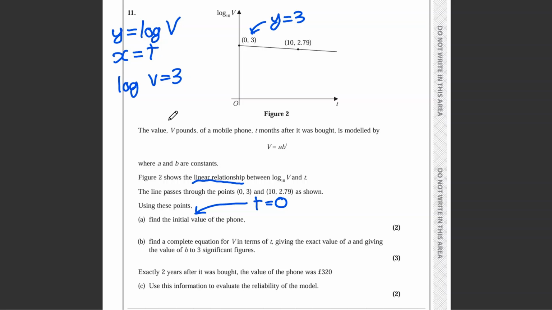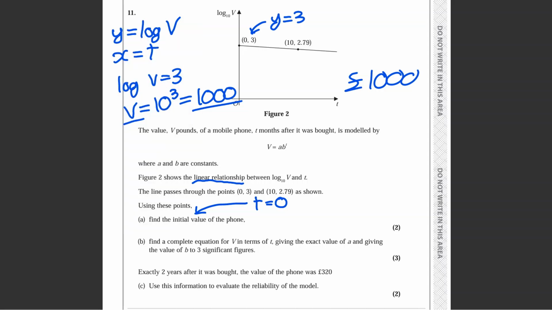Now we're looking for the value of the phone that is represented by v, so all we need to do here is make v the subject. So as we've got log base 10 of v here, v is going to be equal to 10 to the power of 3, which is equal to 1,000. So the initial value of the phone when it was bought, after 0 months, is 1,000 pounds.